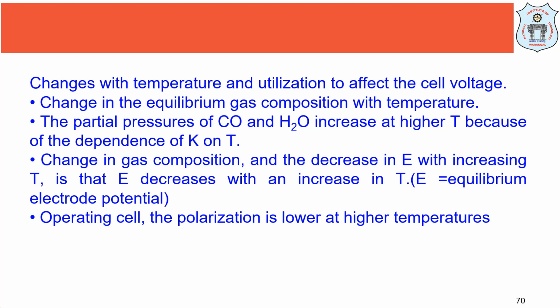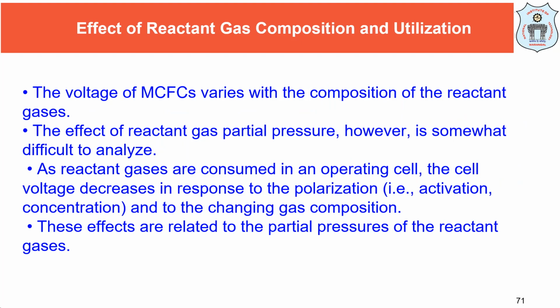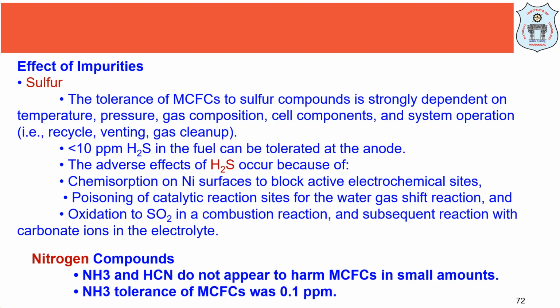If you look at the effect of reactant gas composition and utilization, the voltage of molten carbonate fuel cells varies with the composition of reactant gases. The effect of reactant gas partial pressure, however, is somewhat difficult to analyze. But in general, as reactant gases are consumed in an operating fuel cell, the cell voltage tends to decrease in response to the polarization taking place. It may be due to activation polarization or concentration polarization, and to the changing gas composition in the system. These effects are related to the partial pressures of the reactant gases.